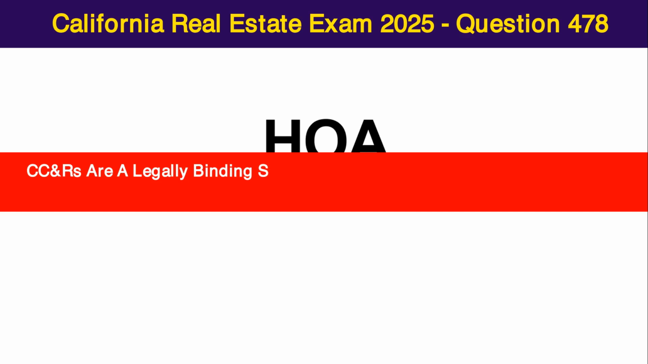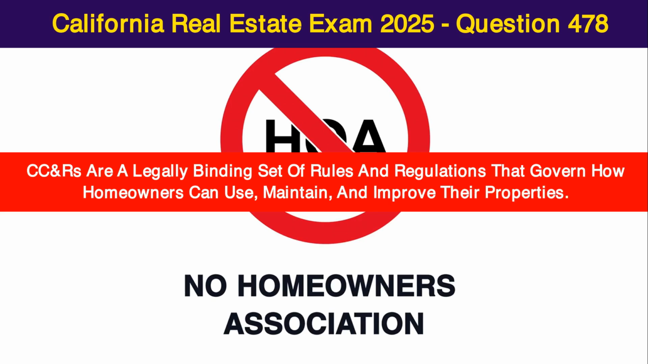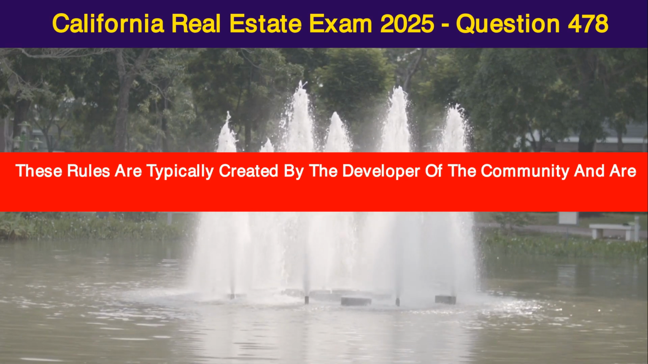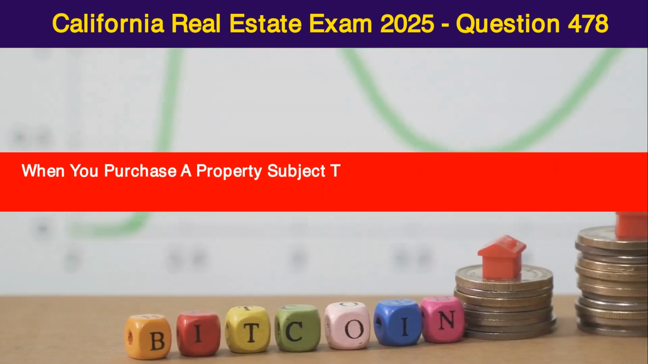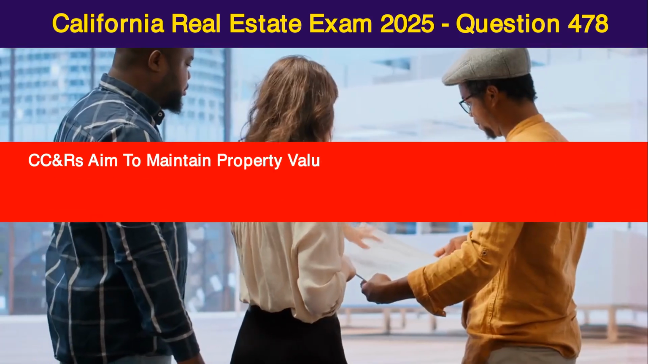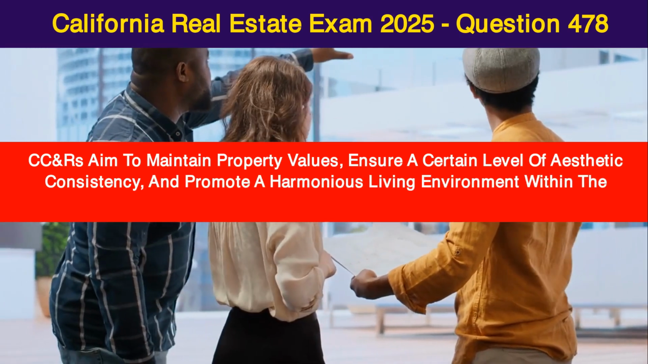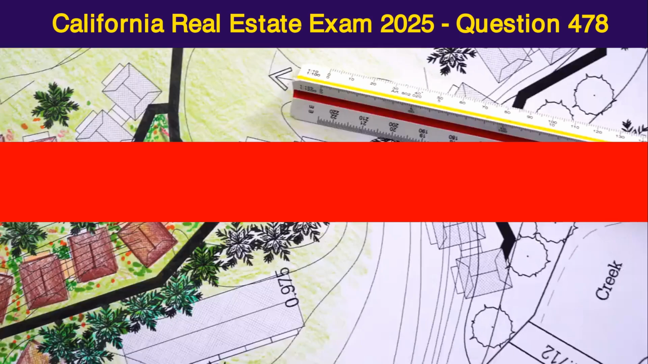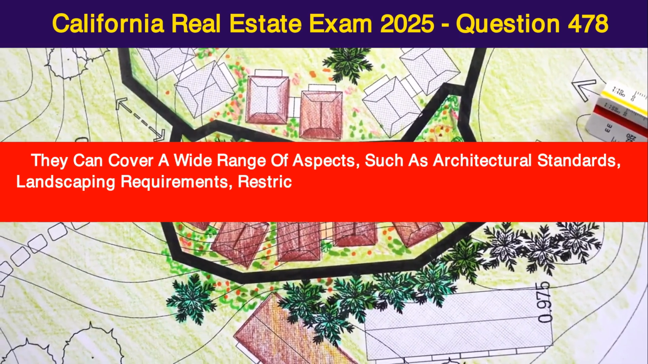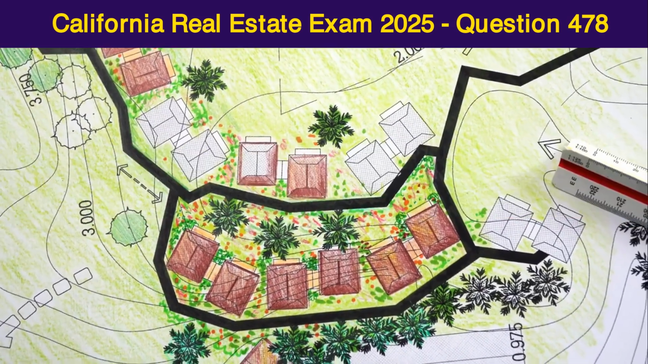CC&Rs are a legally binding set of rules and regulations that govern how homeowners can use, maintain, and improve their properties. These rules are typically created by the developer of the community and are recorded with the county. When you purchase a property subject to CC&Rs, you automatically agree to abide by them. CC&Rs aim to maintain property values, ensure a certain level of aesthetic consistency, and promote a harmonious living environment within the community. They can cover a wide range of aspects, such as architectural standards, landscaping requirements, restrictions on pets, parking regulations, and the use of common areas.